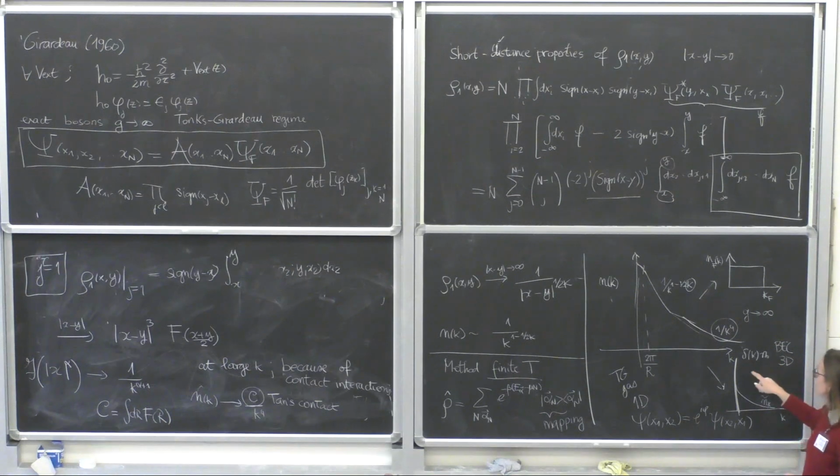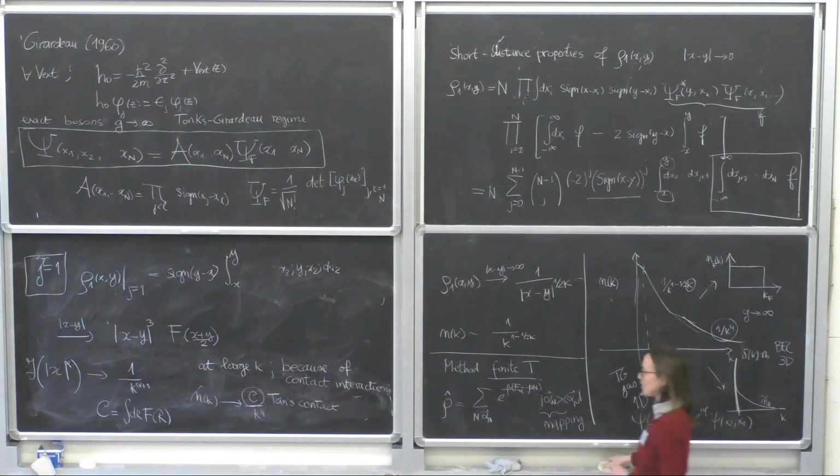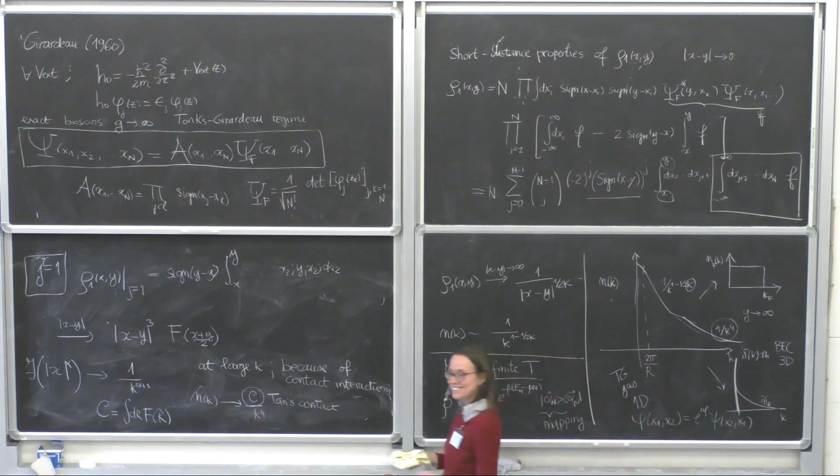However, if you go to the Bose-Einstein condensate case, then it will definitely be different, because you will have a macroscopic occupation of the state at k equals 0 if you are in a homogeneous case. So this is one quantity that is continuous when you take the limit of interaction going to infinity. Right? Good. Other questions?